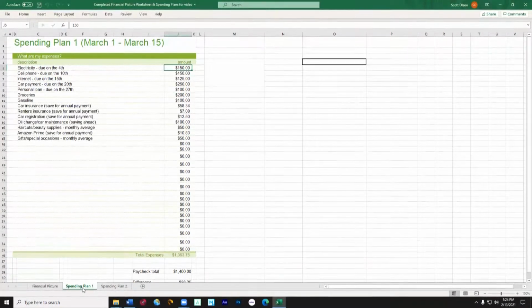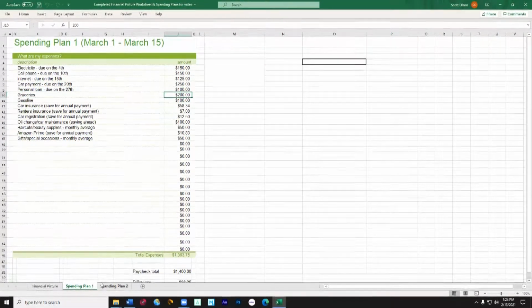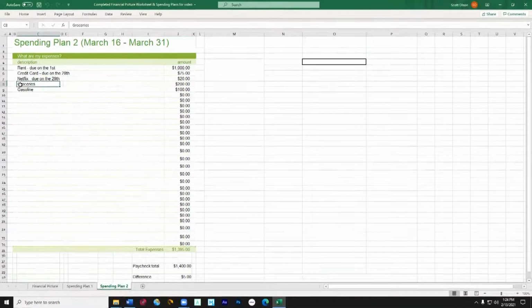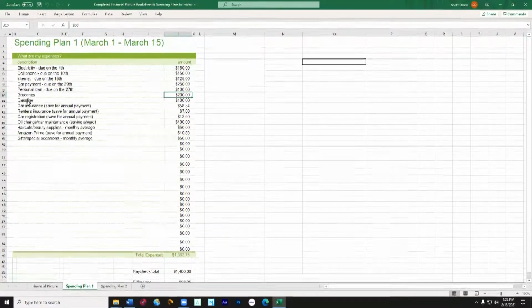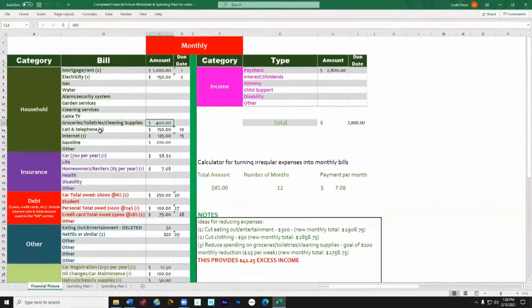So we split the groceries up, and we have $200 on spending plan number 1, and then we have $200 on spending plan number 2. You can notice that we have done the same thing for gasoline for the same reason. There's $100 there and $100 here for our total of $200 for gasoline for the month.